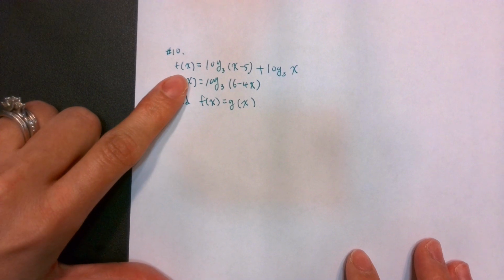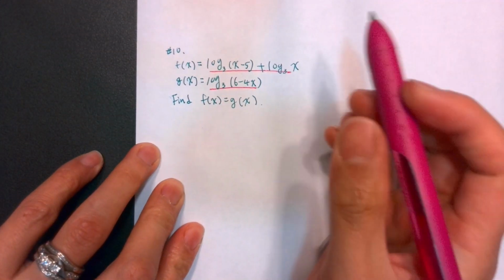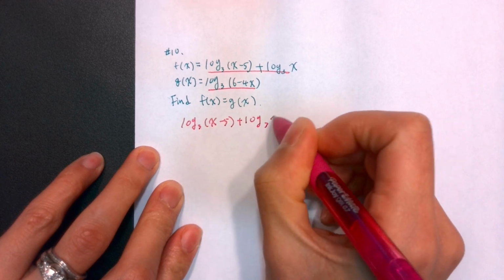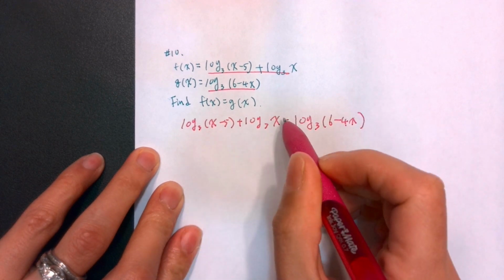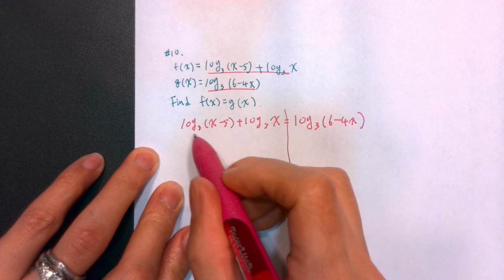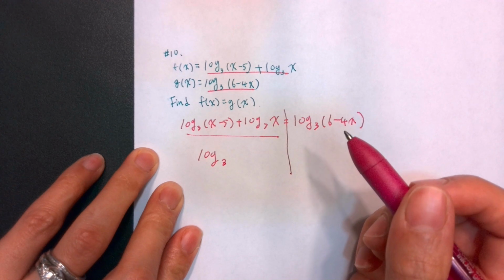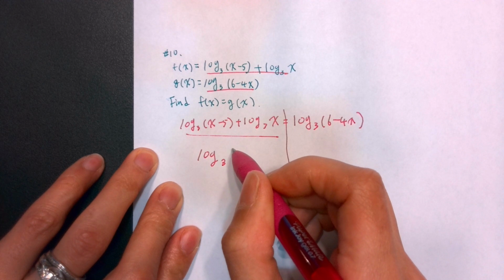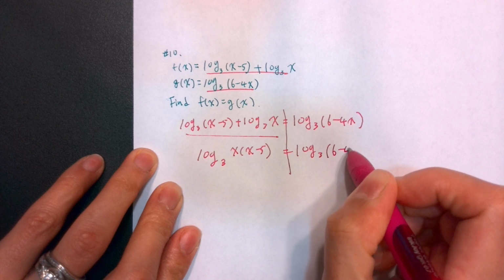It was this problem. There's f of x, there's g of x. It asked you to find where f of x equals g of x. So I'm going to set those two equal to one another. Log base 3 of x minus 5 plus log base 3 of x is equal to log base 3 of 6 minus 4x. Notice that both sides of the equal sign have a logarithm, so I've got to condense these two. How am I gonna do it? Both of them have log base 3. I'm gonna multiply x minus 5 and x together because both are positive. So x times x minus 5 is equal to my right side, which stays the same.